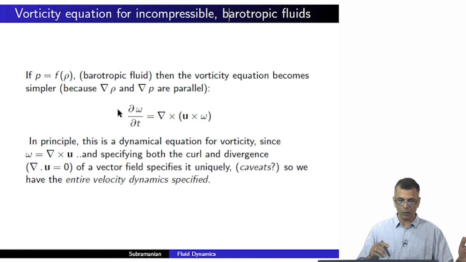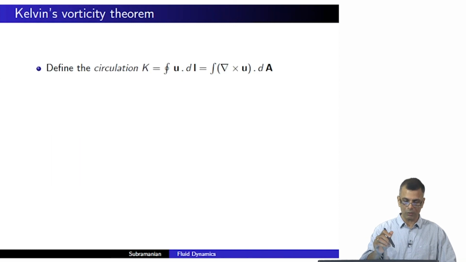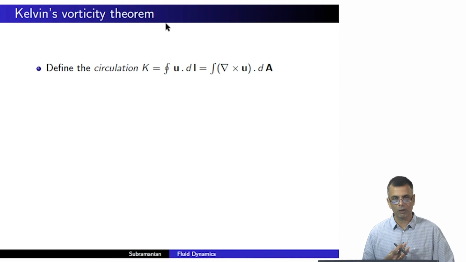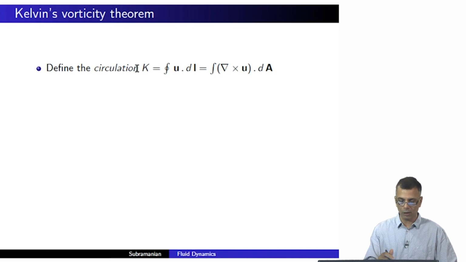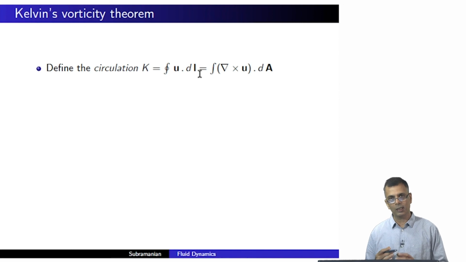We will use this dynamical equation to define something called the circulation, and show that for an inviscid barotropic fluid, the circulation, a closed line integral of the fluid velocity, is a quantity that is conserved. The conservation of circulation will enable us to derive some nifty results that we talked about. So we will do this when we meet next.